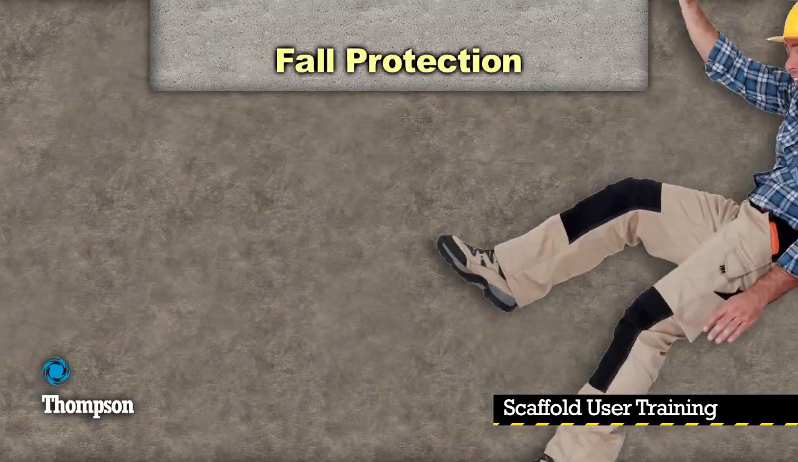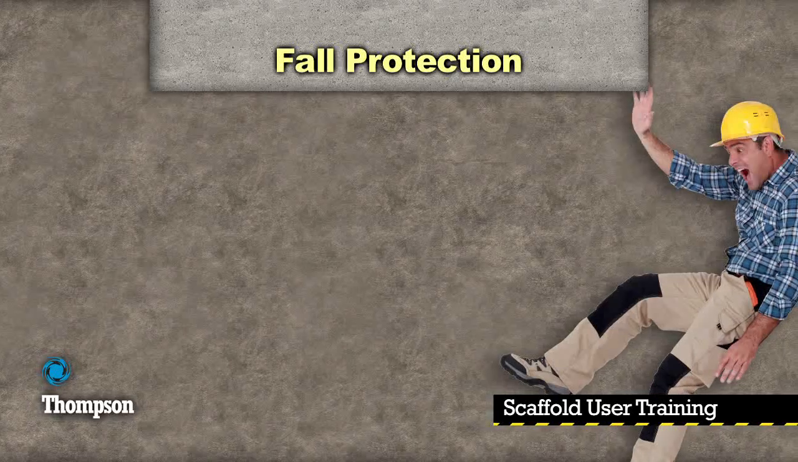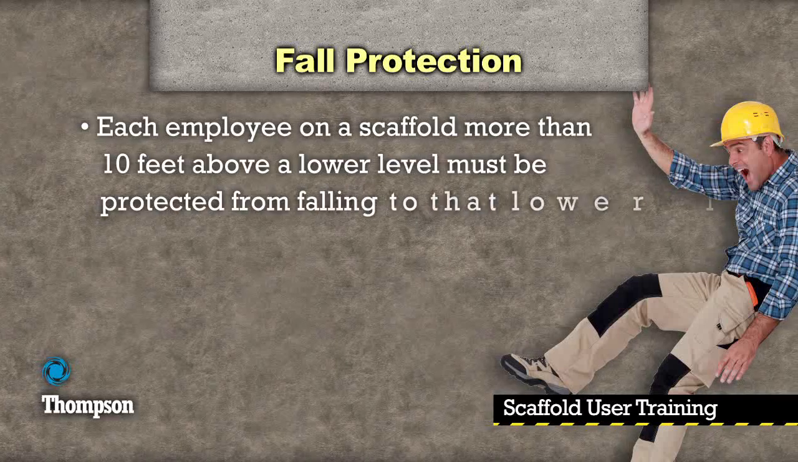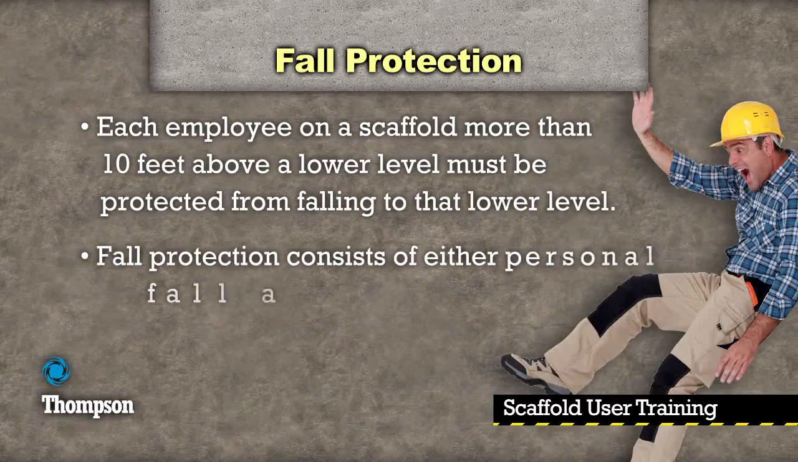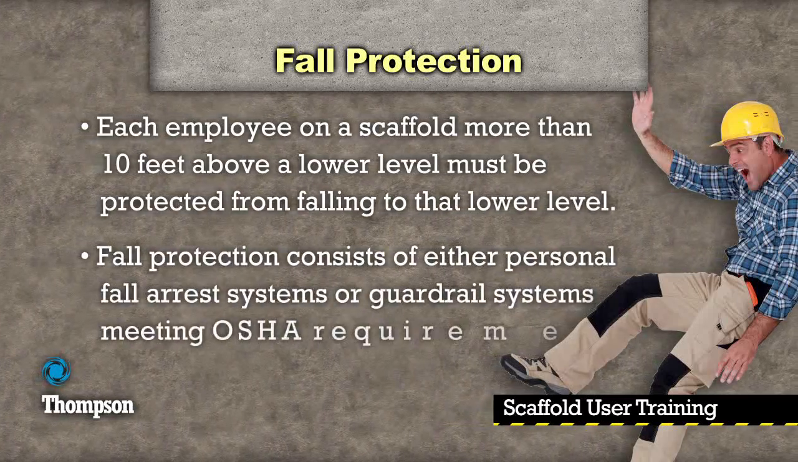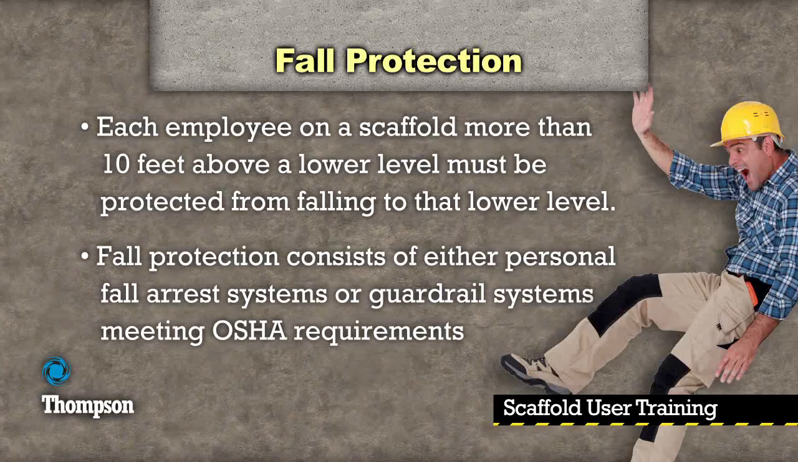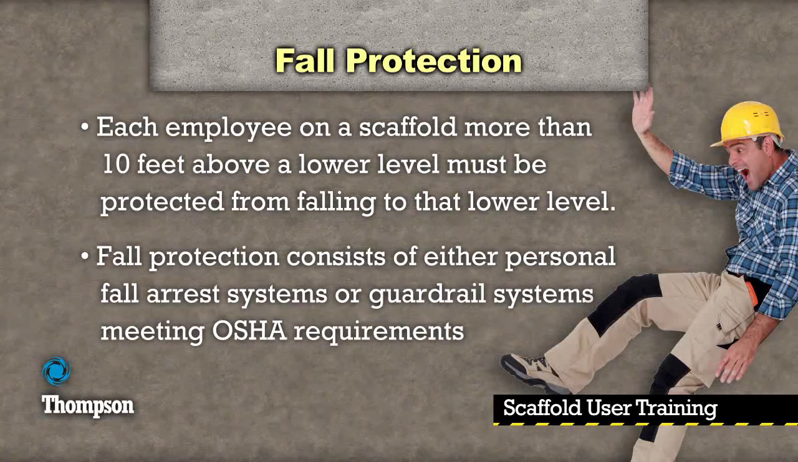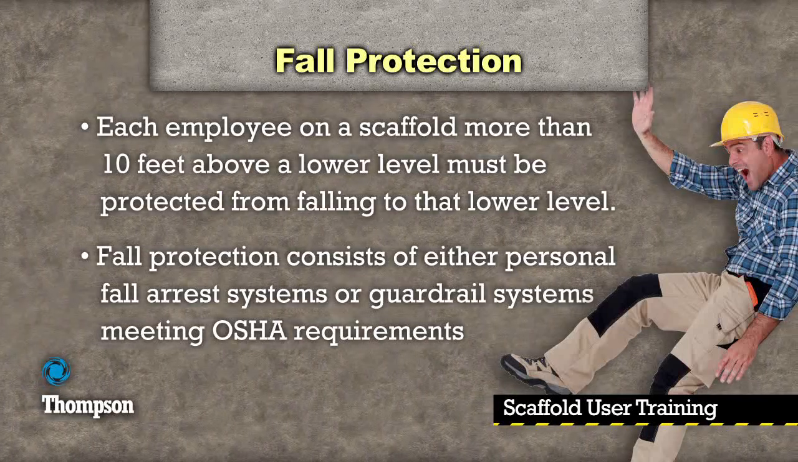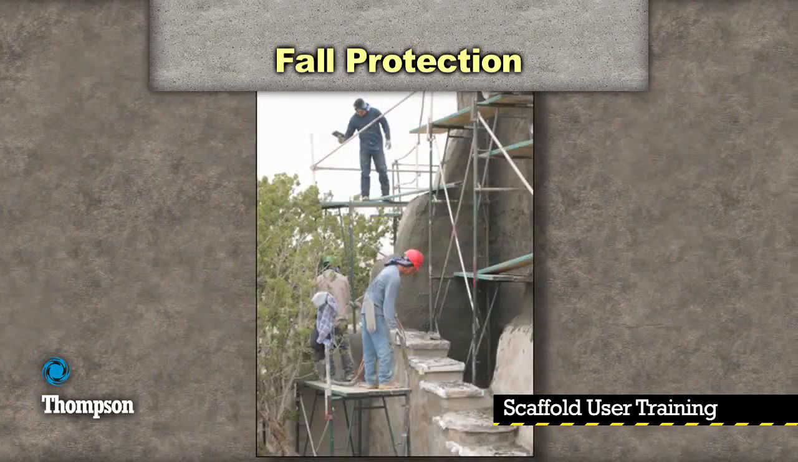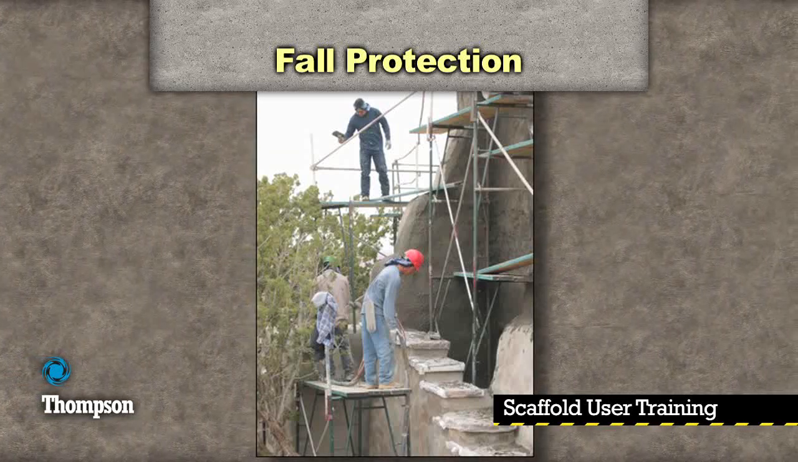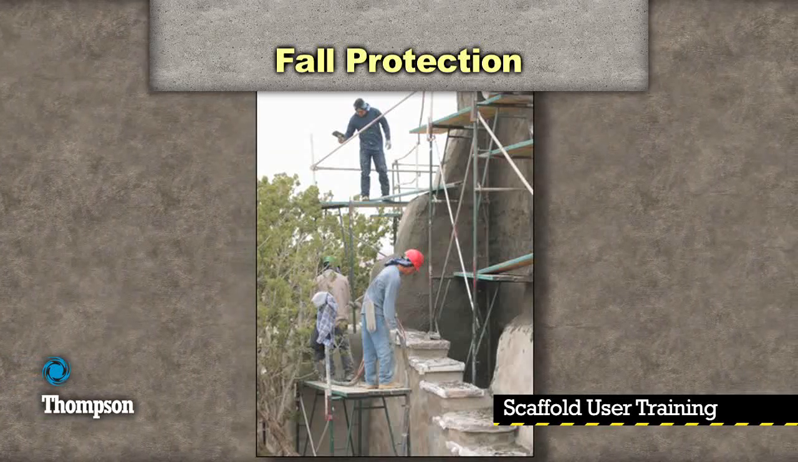One of the biggest potential hazards of working from scaffolding is falling. Each employee on a scaffold more than 10 feet above a lower level must be protected from falling to that lower level. Fall protection consists of either personal fall arrest systems or guardrail systems that meet OSHA requirements. This is yet another image of poor scaffold safety practices. Note, the workers are not using proper fall protection.